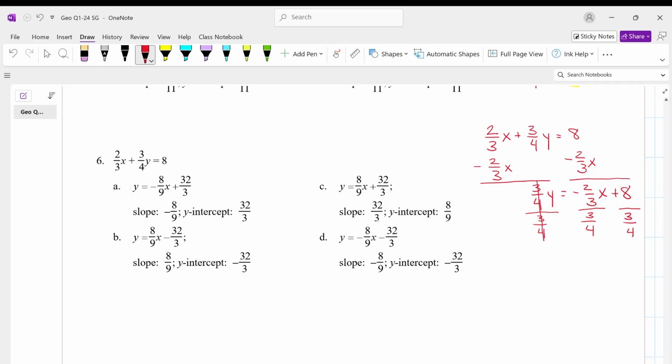The 3/4 on the left cancel. The y comes down. -2/3 divided by 3/4, you can do that in your calculator. So negative 2/3 divided by 3/4 is -8/9 x plus 8 divided by 3/4. 8 divided by 3/4 is 10 2/3.